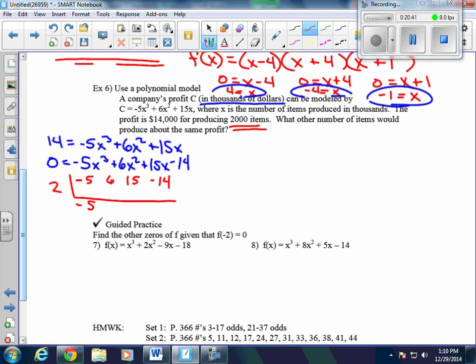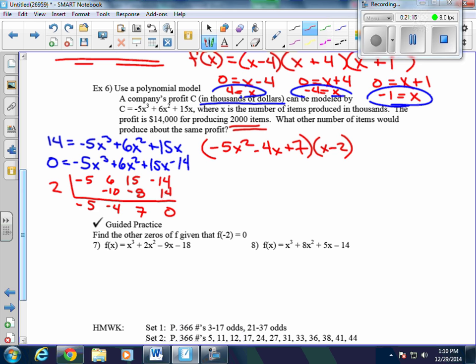So we're going to go negative 5. That's negative 10, negative 4, negative 8, 7, 14, 0, and good. We just showed that 2,000 is, in fact, one of the solutions. So now we have negative 5x squared minus 4x plus 7 as our other factor, and this one is x minus 2. So we'd have to try to factor that. Now, in this case, it's not going to factor.